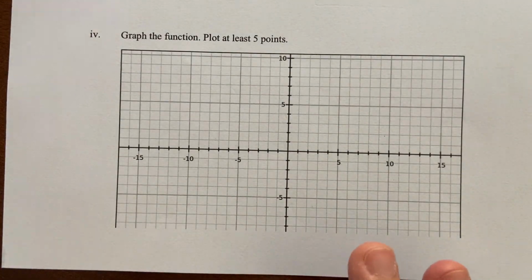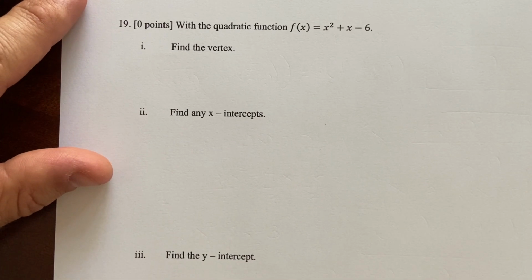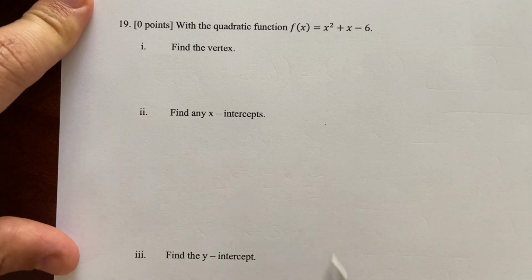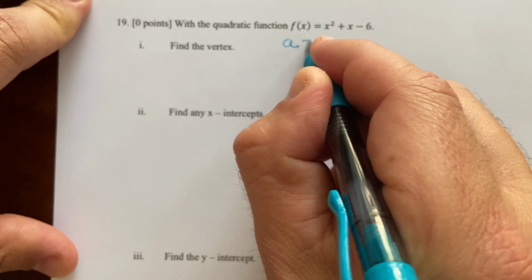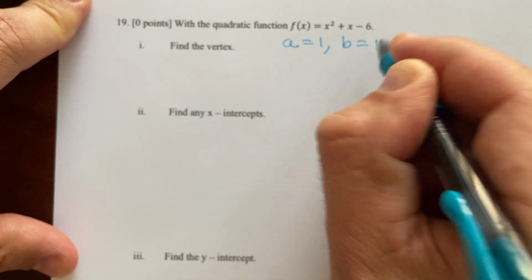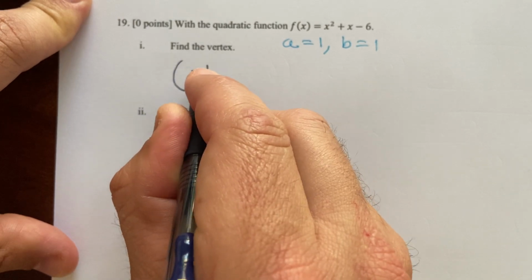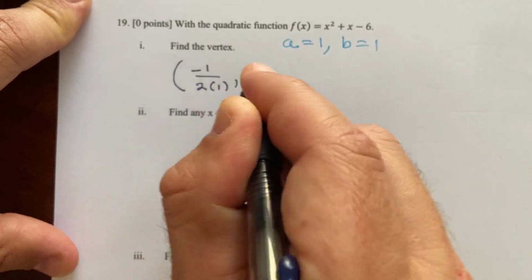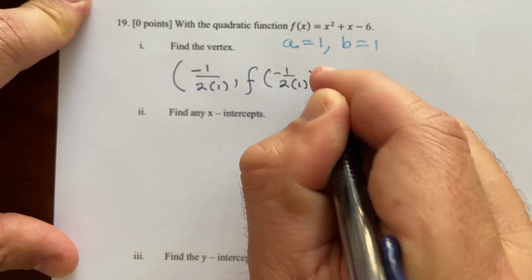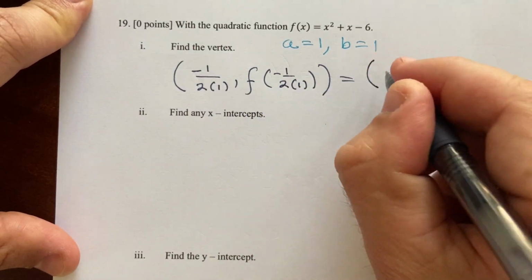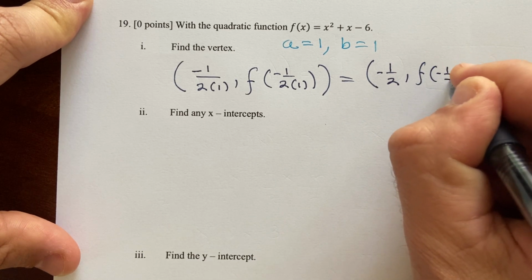All right, on to number 19. So find the vertex, again, that opposite of b over 2a. I have a is 1, b is 1. So opposite of b over 2 times 1, and then I need to find f of opposite of b over 2 times 1. So this simplifies to negative 1/2, and then I need to find f of negative 1/2.